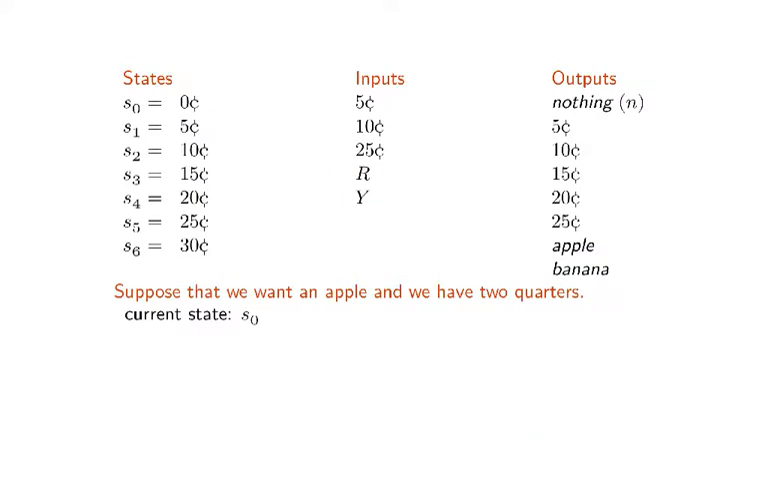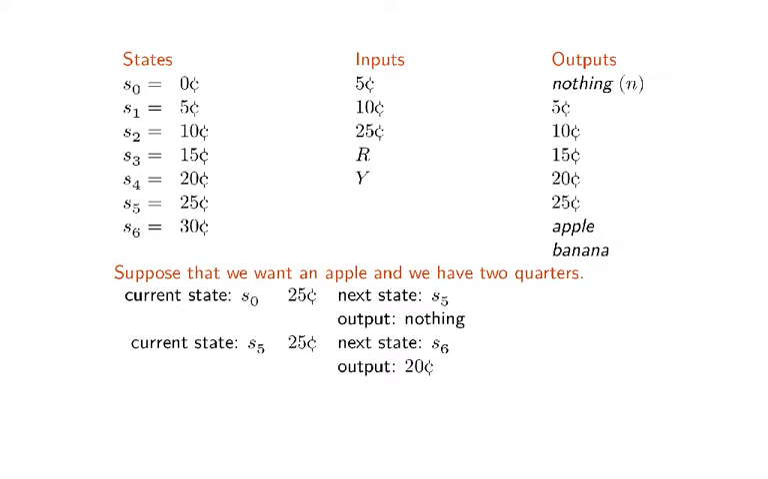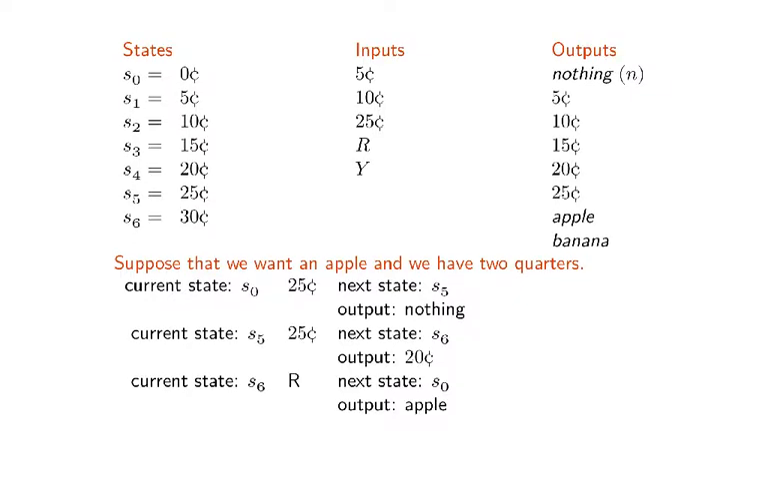So we repeat again. If the current state is S0, we put 25 cents and we pass to the state S5 and the output is nothing. So when we start in that state, I mean the next state becomes the current state, we put another 25, the next state is going to be S6 and the output is going to be 20 cents. And so we start with the current state now being S6, we press R, the next state is S0, goes back to the beginning and the output is an apple.